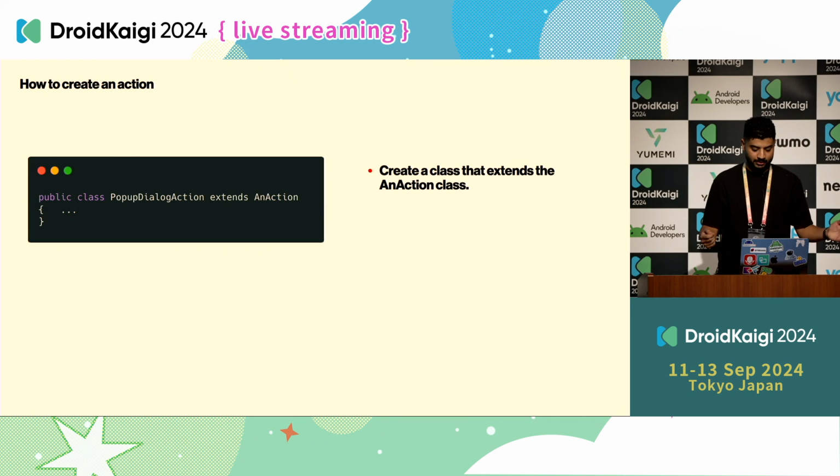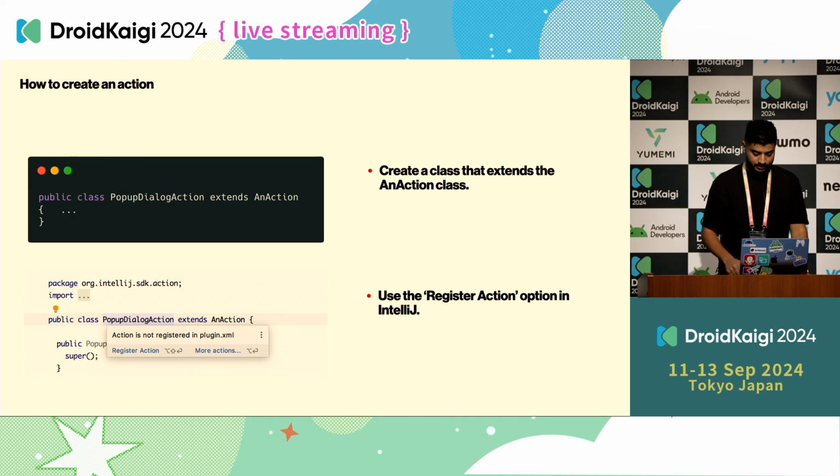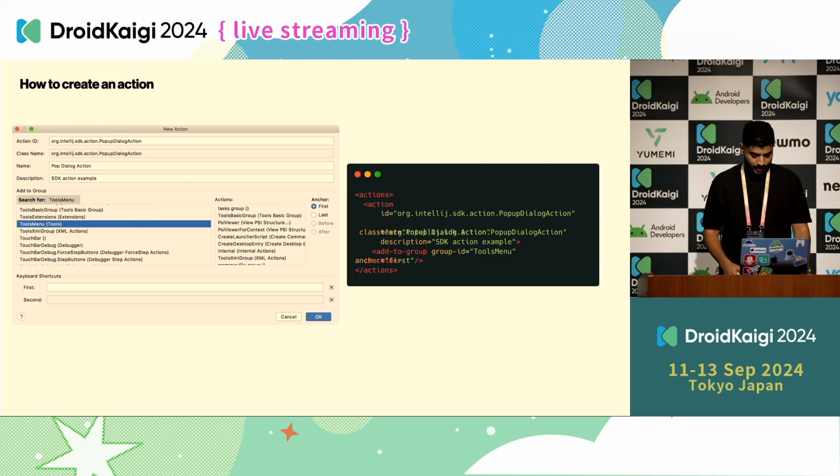So how to create this? Start by creating a class that extends an action class. Then you will see a register action option that pops up in the IDE. Choose it, and this will open a dialog that lets you choose when this action can be shown. You can choose whatever menu you want.